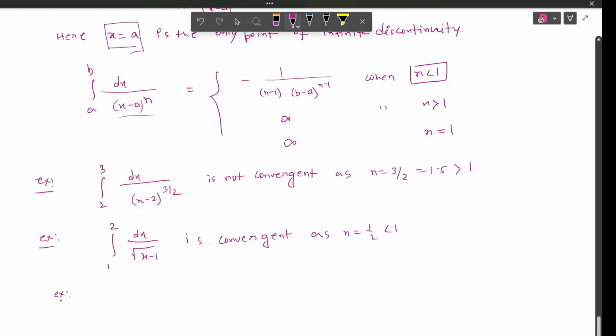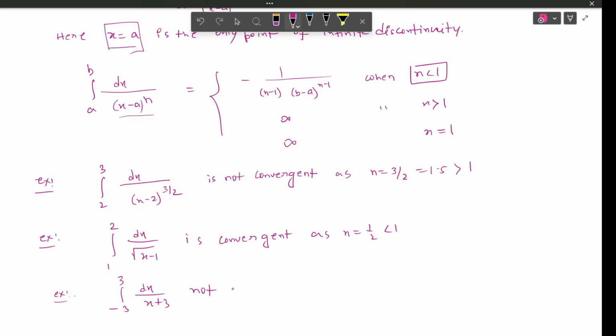Now if we take another example, tell me, integration minus 3 to 3 dx by x plus 3, whether it will be convergent or not. See here, it is in the format x plus a to the power n, or x minus a to the power n. Here n is 1, so it will not be convergent. It is not convergent as n equals 1. Okay.